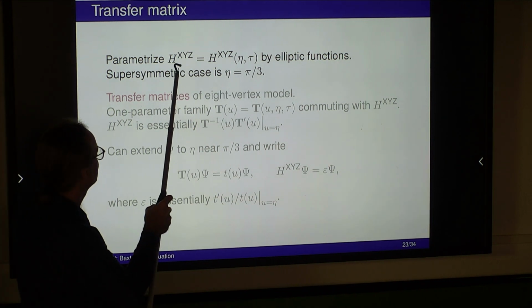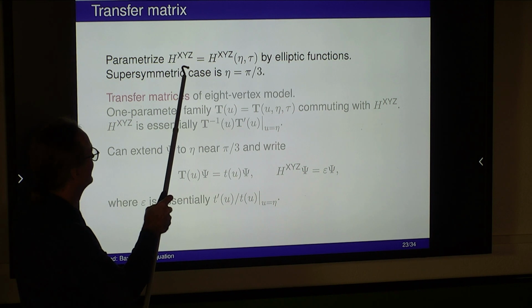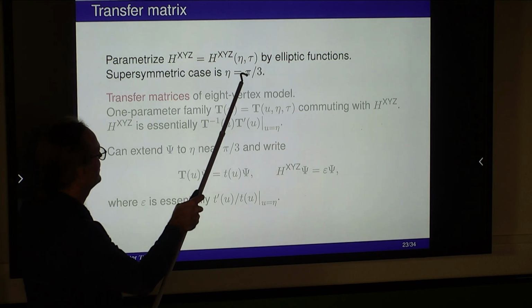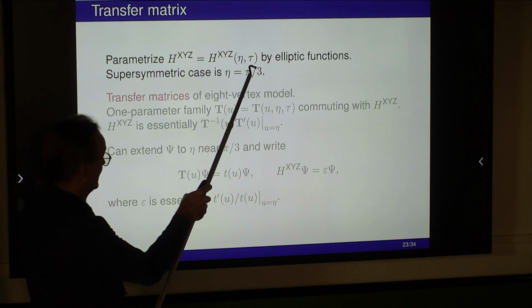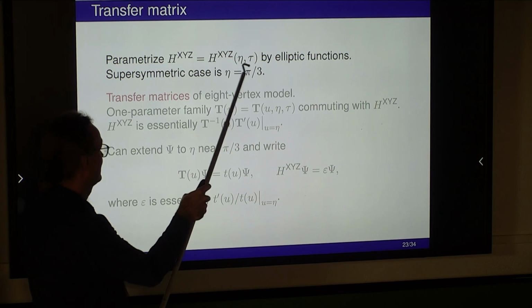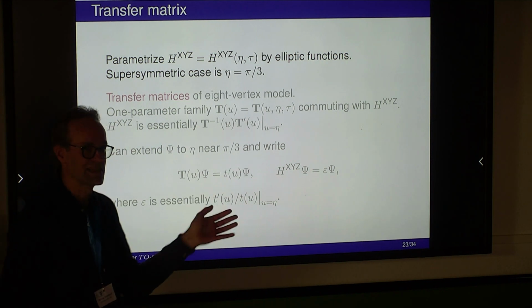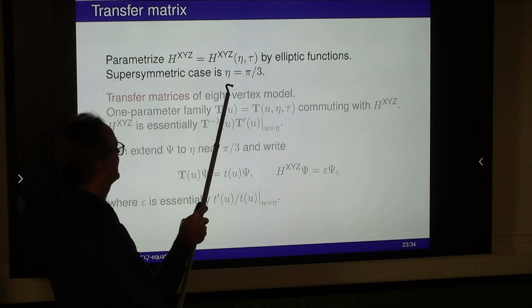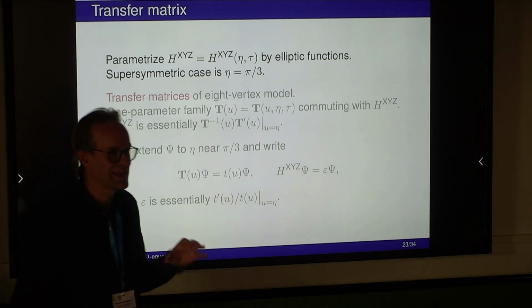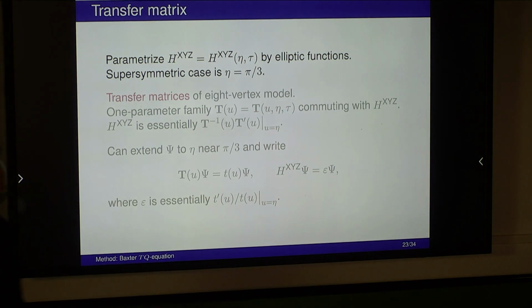Okay, so now this is the general case of the XYZ spin chain. That can be parameterized by two parameters, a crossing parameter eta and a modular parameter tau. I can write some explicit formulas with elliptic functions, but I'm not sure you want to see them. And the supersymmetric case is eta equal to pi over 3. So again, it's kind of the cubic root of unity case.